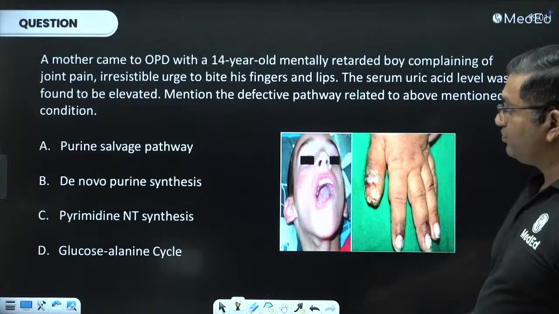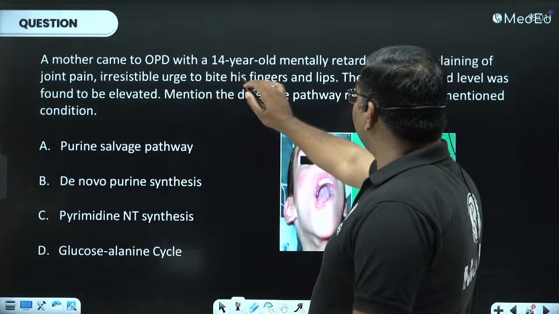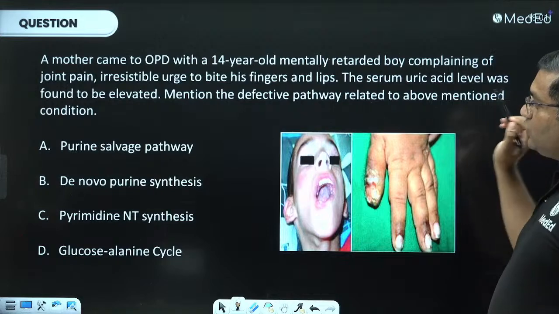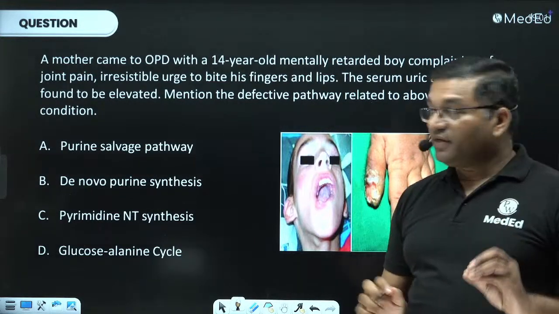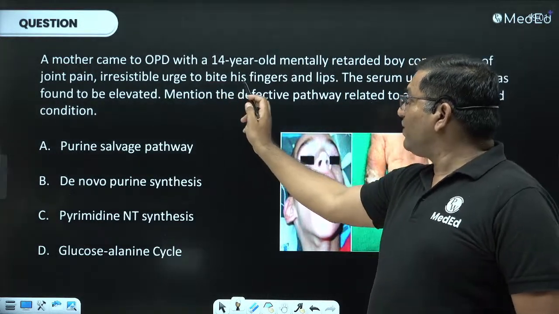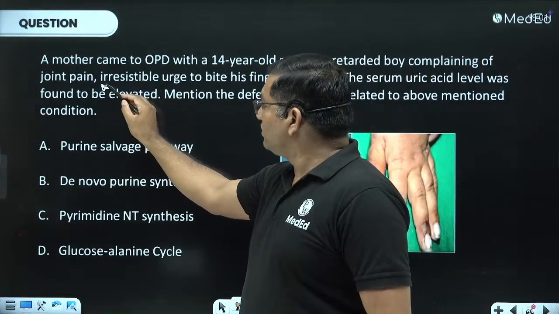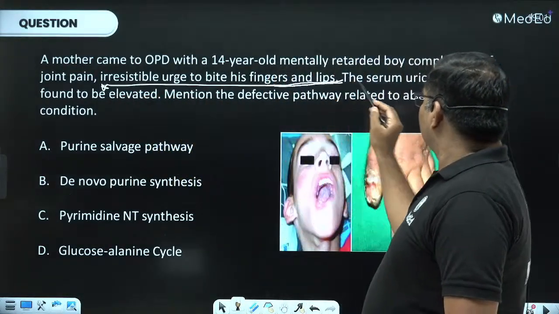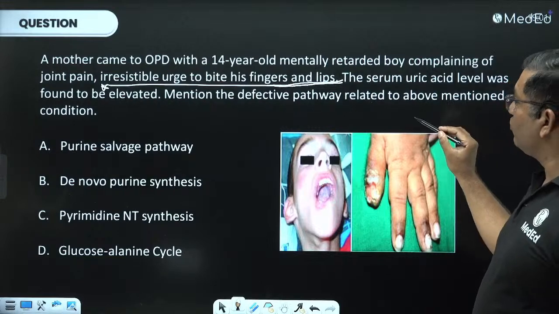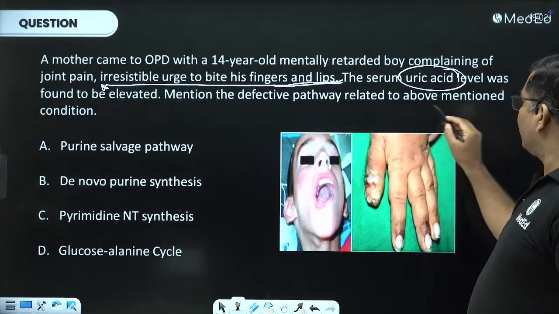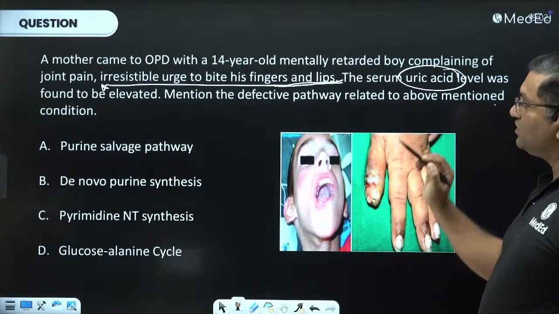Now see, a mother came to OPD with a 14-year-old mentally retarded boy complaining of joint pain, irresistible urge to bite his fingers and lips. This is the characteristic symptoms. The serum uric acid level was found to be elevated. So increased uric acid level. Mention the defective pathway related to the above mentioned condition.